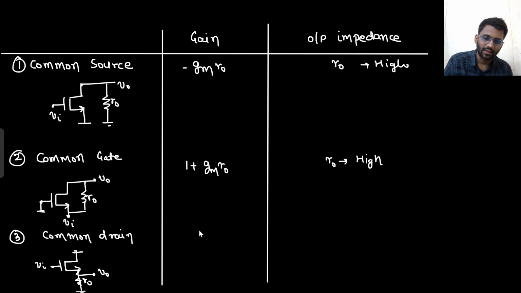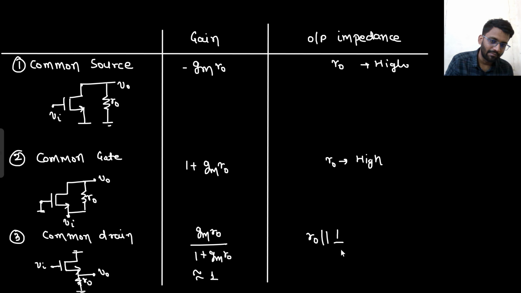So gain was gm R naught upon 1 plus gm R naught. You don't need to mug it up. You can derive it in 1 second only because we have enough practice, and that is nearly equal to 1. The gain is not high, but what is your R out? R out is R naught parallel with 1 by gm, which is nearly equal to 1 by gm, and that is low. Your R out is low.